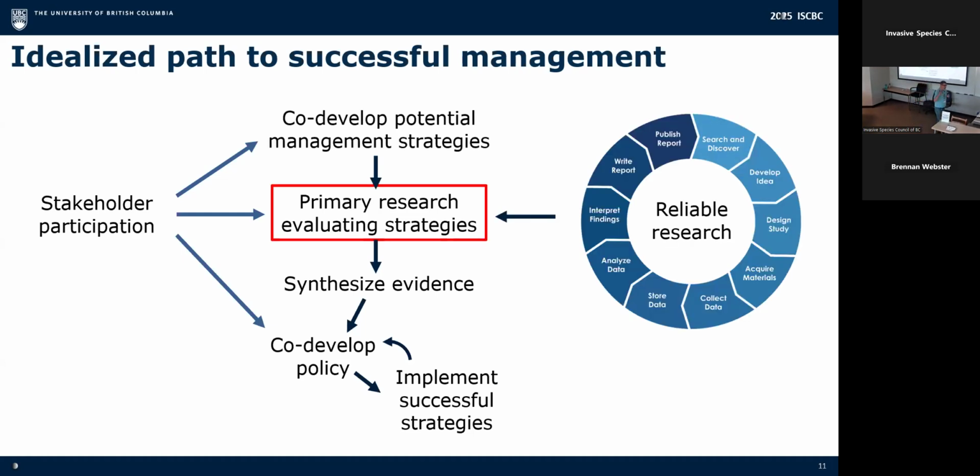And under the hood, of course, are the details underlying the primary research. And what we've got here on the right-hand side is an idealized research workflow, right? Where we're co-developing those ideas for strategies. We're designing studies, and experiments or exploratory. We're collecting the data and eventually disseminating the data.